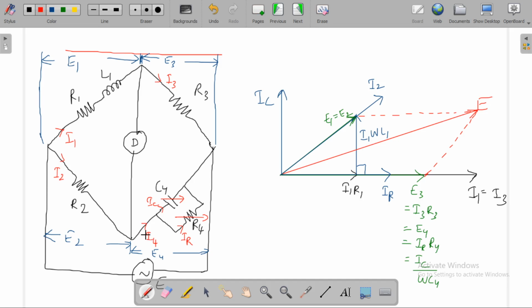Now here, I4 is the phasor sum of IC and IR. So I4 is nothing but I2 only. So this will be I4. The phasor sum of IC and IR is nothing but I2 or I4.